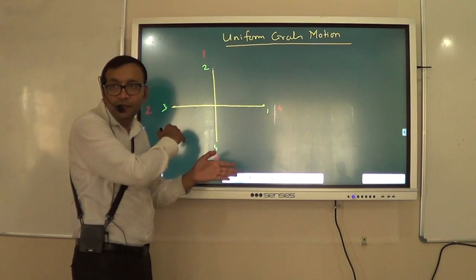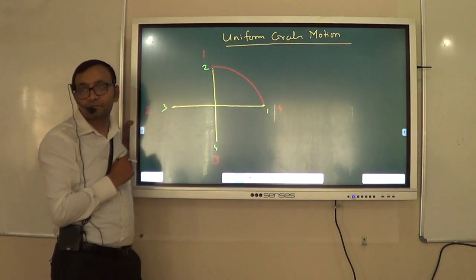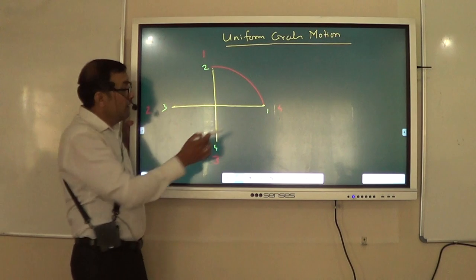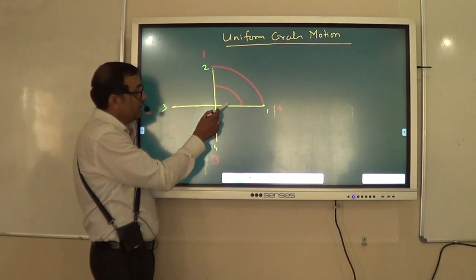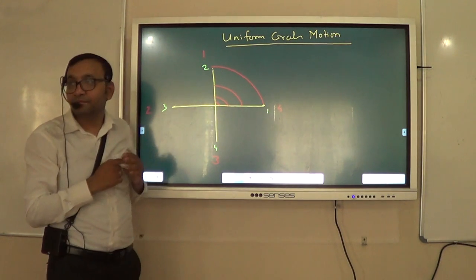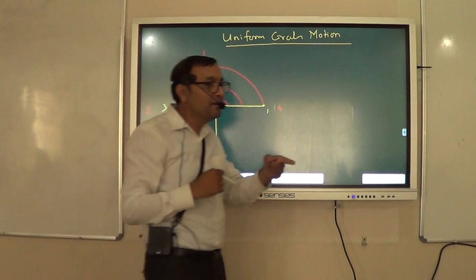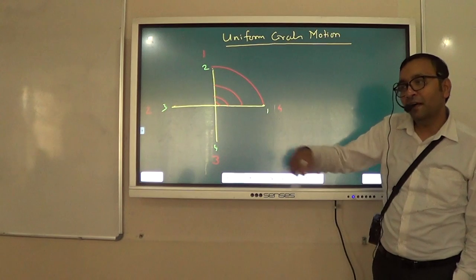Yes or no? It has rotated. So point number 1 has traveled this much. This middle point has traveled that much. This one has traveled that much. This one has traveled this much. In the same time or lesser time? Same time. So who is traveling more distance in the same time? The tip. The tip has to move faster.